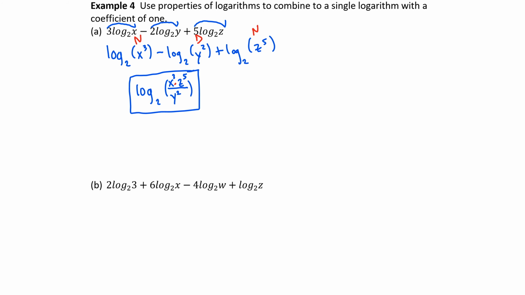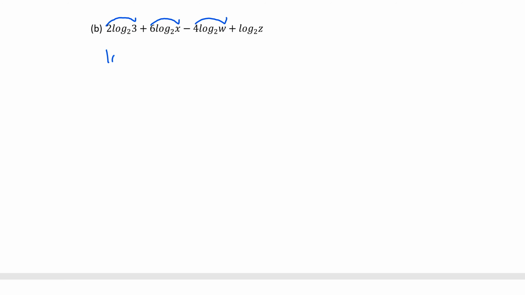The first step in condensing is always to clear your coefficients. The coefficients will move to the exponent position on the arguments. So we end up with log base 2 of 3 squared plus log base 2 of x to the 6th minus log base 2 of w to the 4th plus log base 2 of z. Just want to remind you that I always enclose the argument in parentheses. You do not have to enclose the argument in parentheses, but keep in mind your calculator will always enclose it in parentheses. So it kind of helps to understand that the argument is distinct from the function name log.